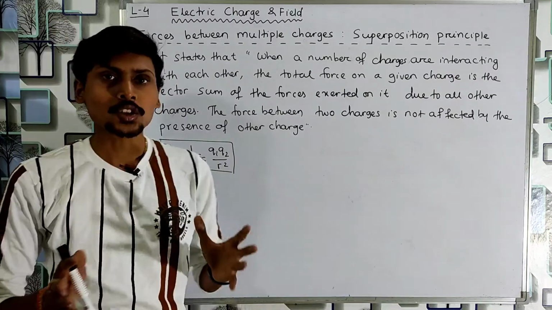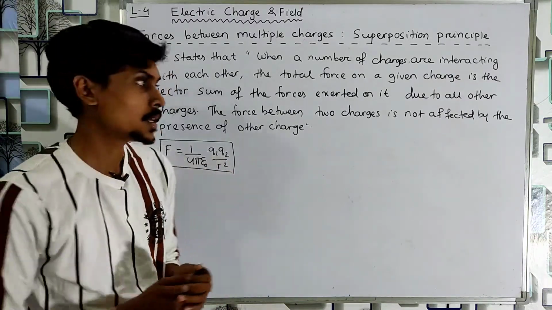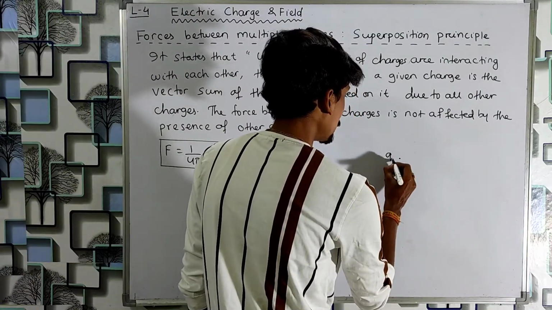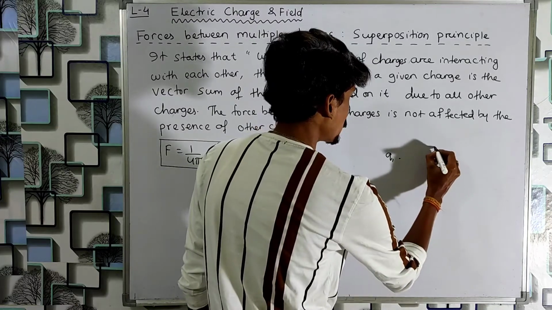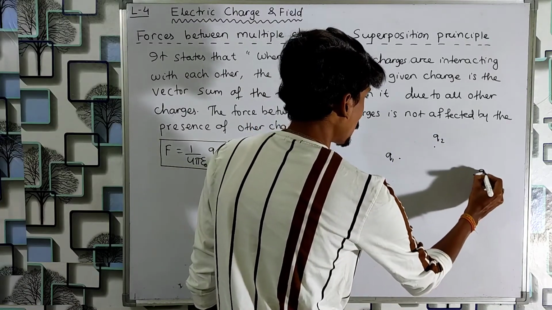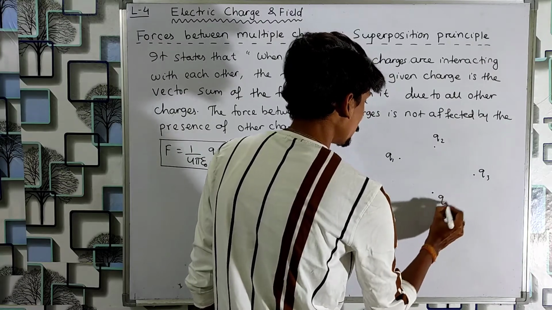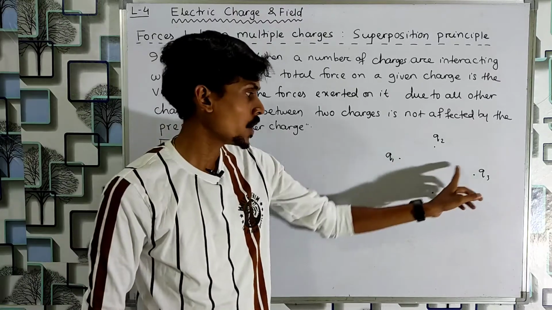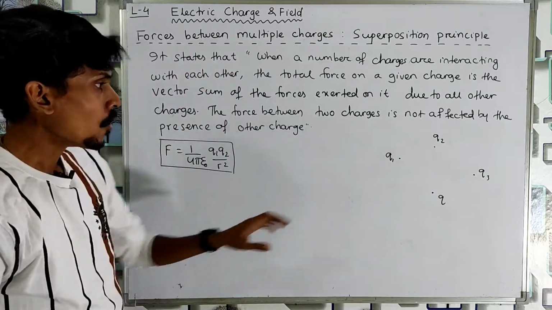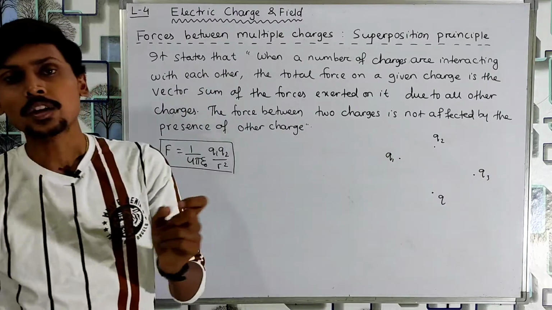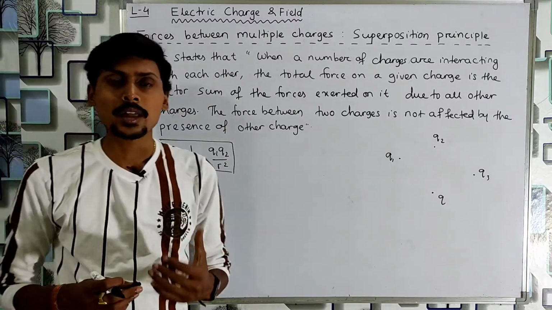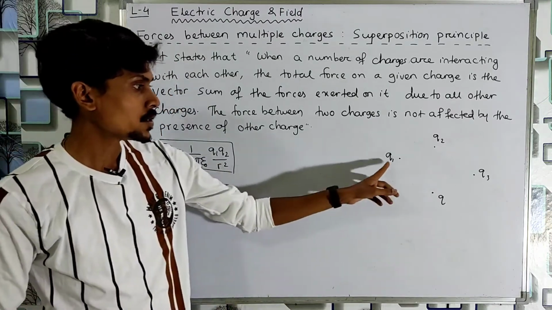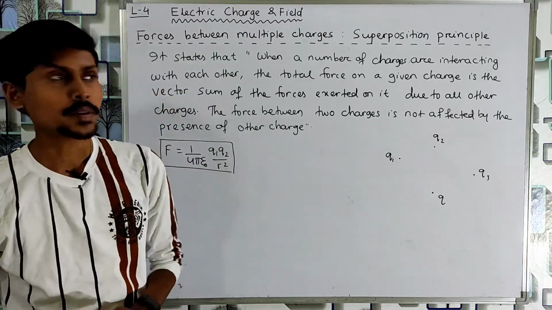Suppose in a system we have more than two charges. Let us say this is a system and here I have 4 charges. This is Q1, this is Q2, this is Q3 and this one is Q. So in this system I have 4 charges Q1, Q2, Q3 and Q. And all these charges are interacting with each other, because we know that whenever there is interaction between two bodies there will be force. So due to the interaction there will be electrostatic force between them.